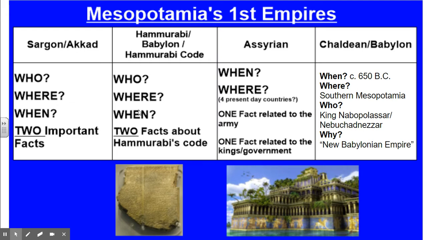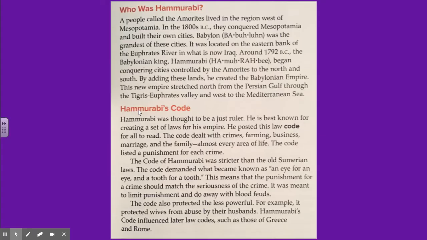The when, you have basically two options. Okay, it does say right here the 1800s BC. So if you put 1800s BC, that's fine. Then it also gets specific about Hammurabi and it says 1792 BC.